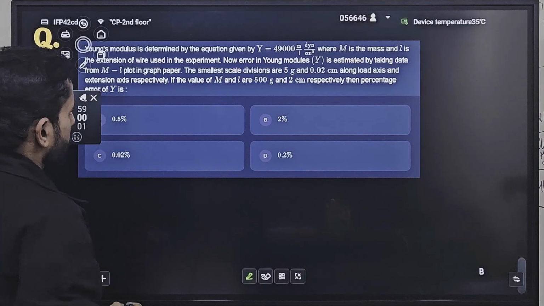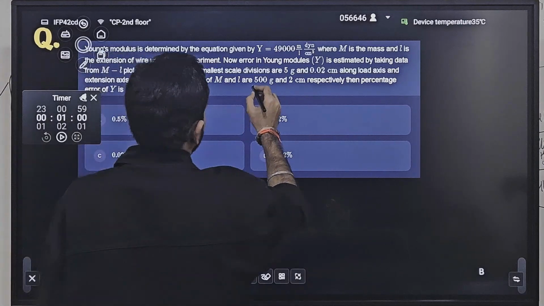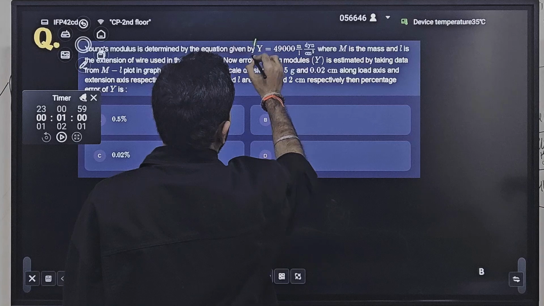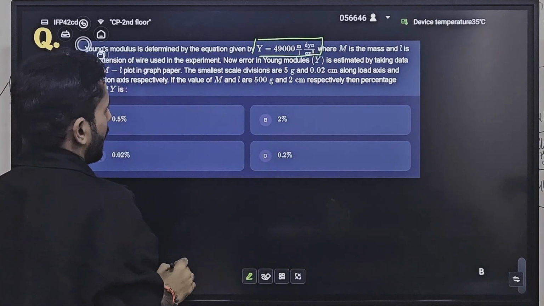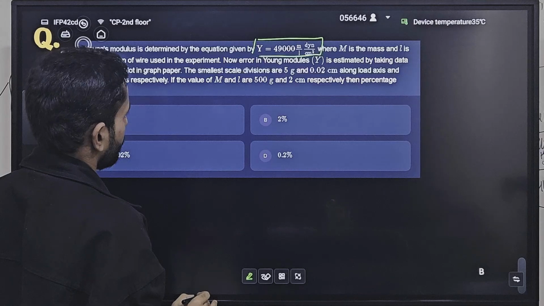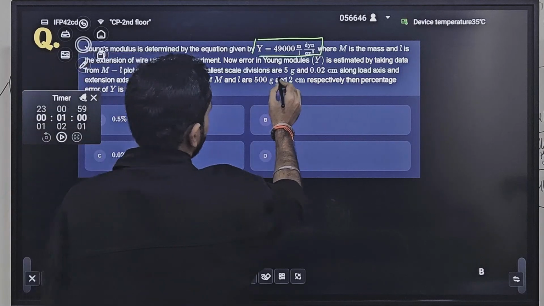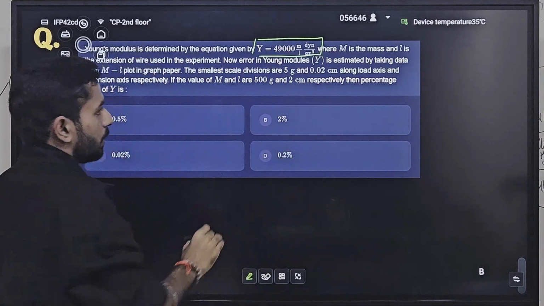Let's see how to solve this question. Young's modulus is determined by an equation: Y is equal to 4Mgl divided by πD²L, where M is the mass and L is the length. Fine, very good. The smallest scale divisions are 5 gram and 0.02 centimeter. How to solve this question?